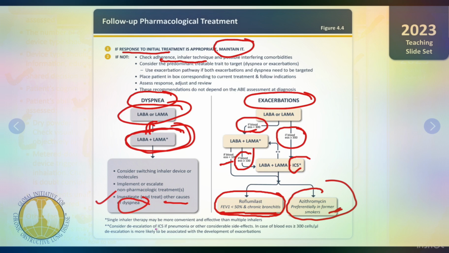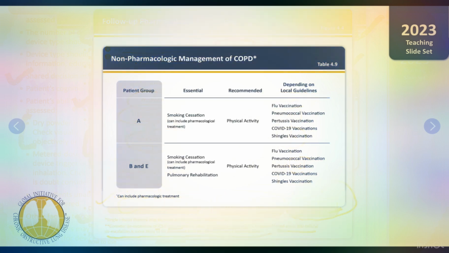They are telling to consider de-escalation of ICS, like we should remove the ICS if pneumonia or other considerable side effects of inhaled corticosteroid are there. In case of blood eosinophil count more than 300 cells per microliter, de-escalation is more likely to be associated with development of exacerbations. So they are telling it can lead to exacerbations.